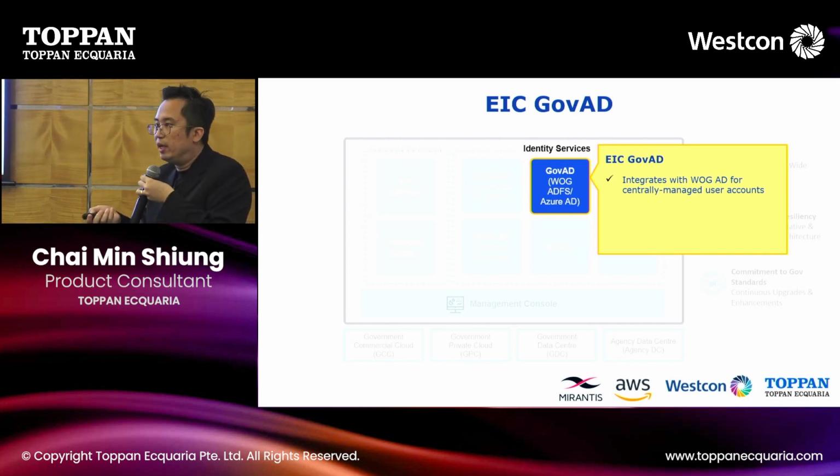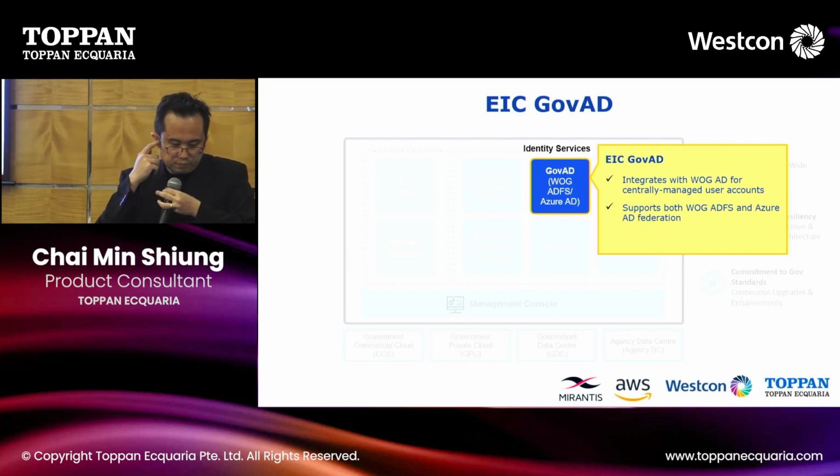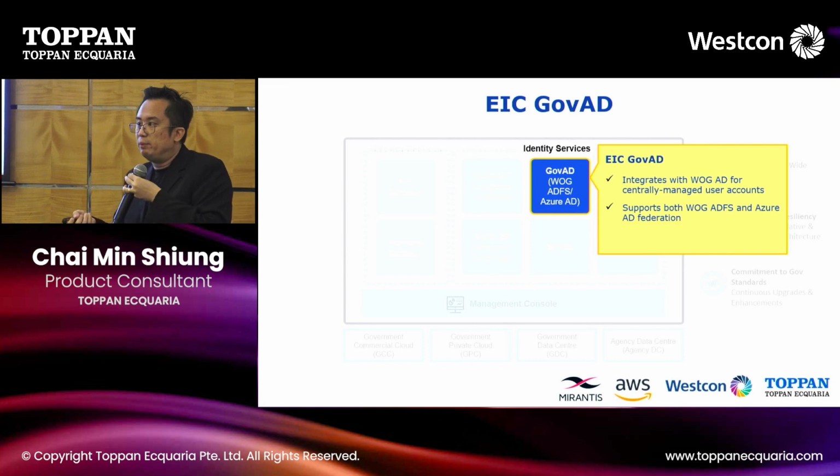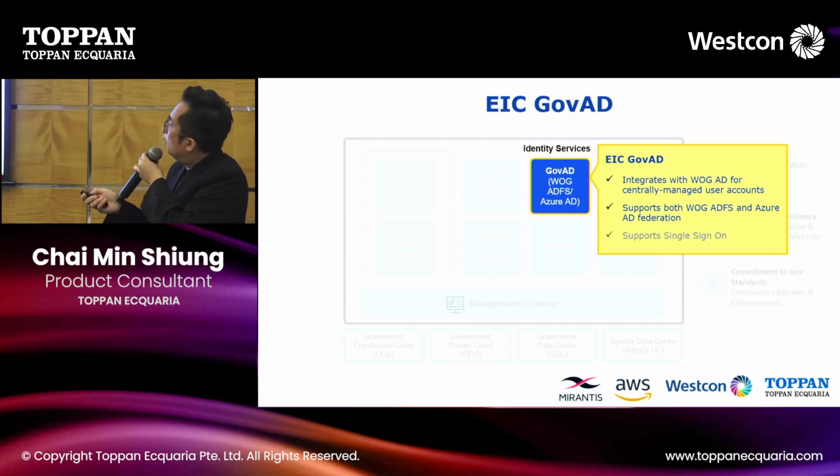But of course, before you can do your CAM integration, you are encouraged to integrate with WOG AD, because this is where your EIC GovAD comes in. We will allow you to integrate with your WOG AD quickly. And our EIC GovAD actually supports both WOG AD FS and Azure AD. So in order to simplify your upcoming CAM integration, if you haven't done so, EIC GovAD allows you to integrate using simple RESTful APIs for your applications. EIC GovAD also supports single sign-on.